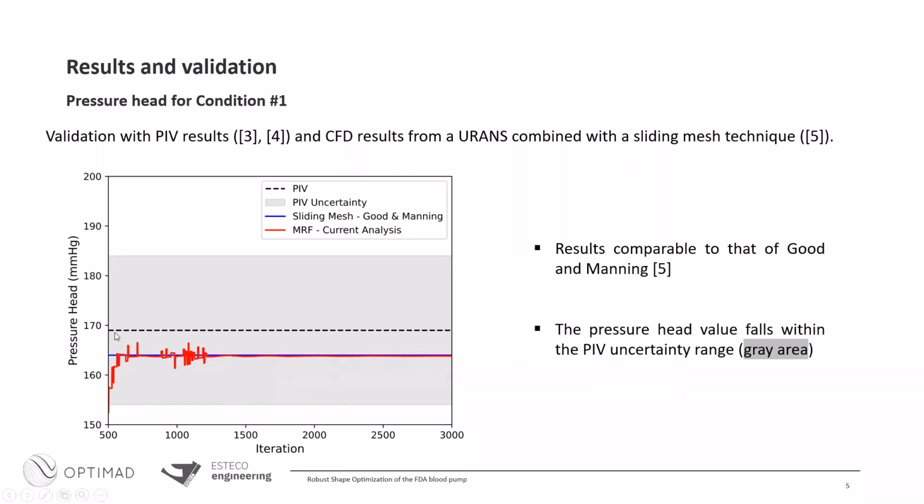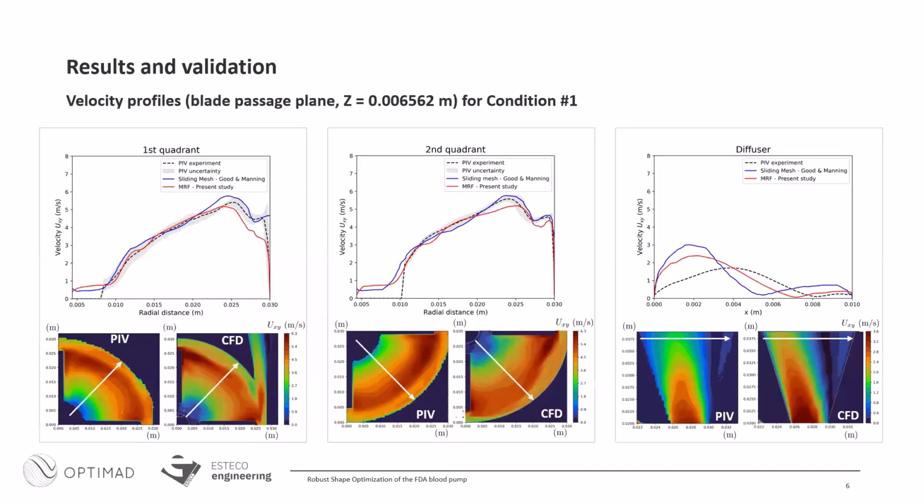Here you can see the pressure rise as a function of the iterations, and our result in red is very close to the result of Good and Manning, which should be more accurate. It also falls within the uncertainty region, the gray area of the PIV. Moreover, we got a good level of convergence in 1,500 iterations. This is important for an optimization study because you need to do many loops.